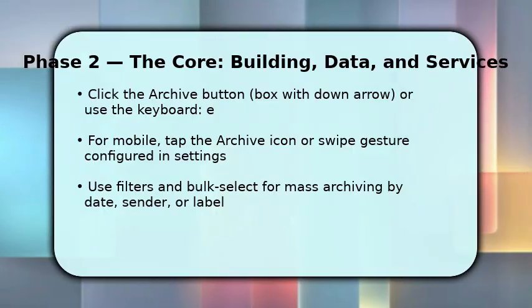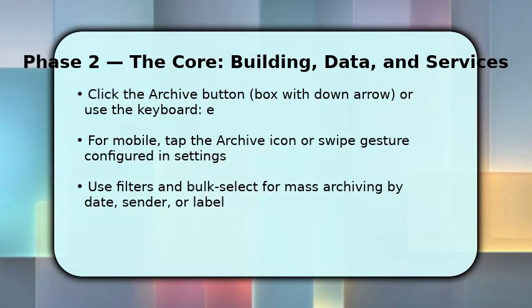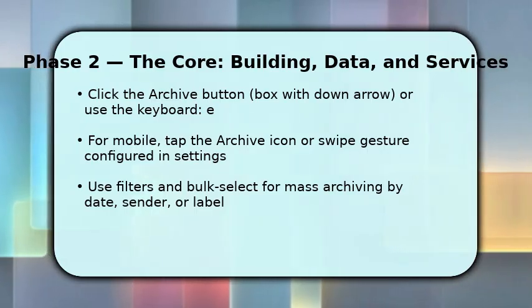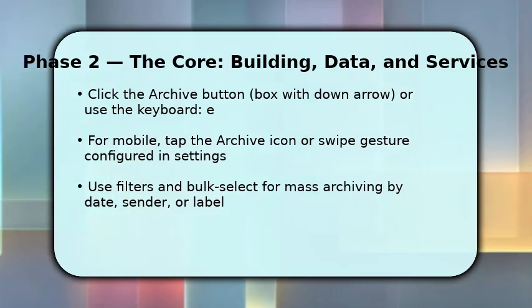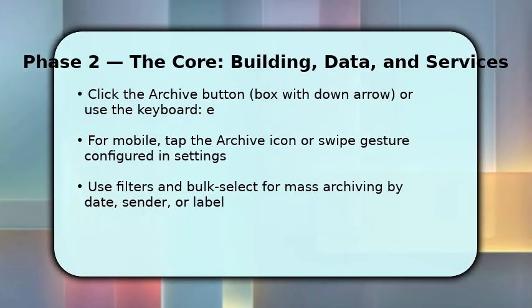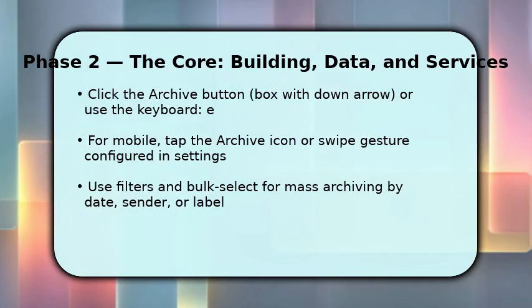Now perform the archive. On desktop, click the Archive button or press E. On mobile, tap the Archive icon or swipe the conversation if gestures are enabled. Once archived, messages leave the inbox but remain in All Mail and under any applied labels, which is why applying labels before archiving helps retrieval.